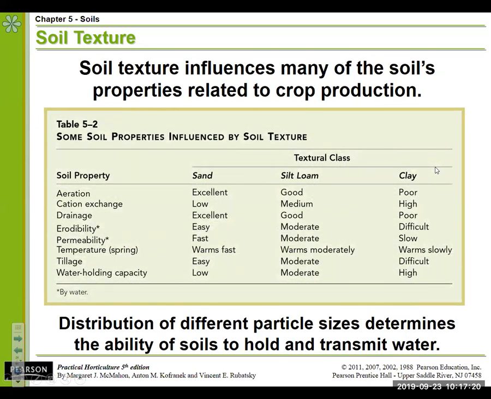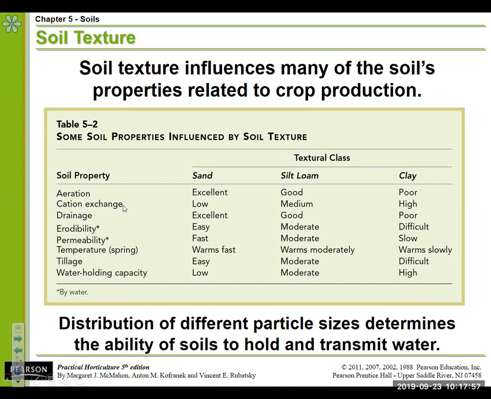So here's just a table looking at how that texture influences soil properties in relation to how we're actually producing our crops. We're looking at aeration initially, aeration being the larger pores of soil. So sand, having larger particles, is going to have really good aeration. And that can be good, right? But it can also be bad because the larger the macropores, the more quickly water is drained through them.